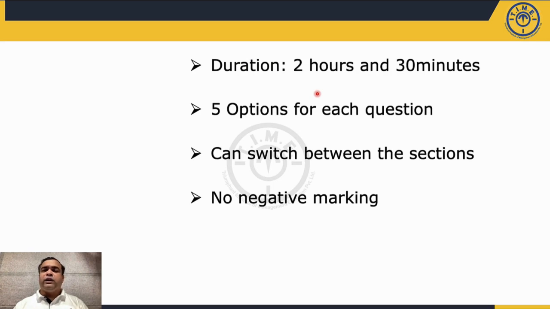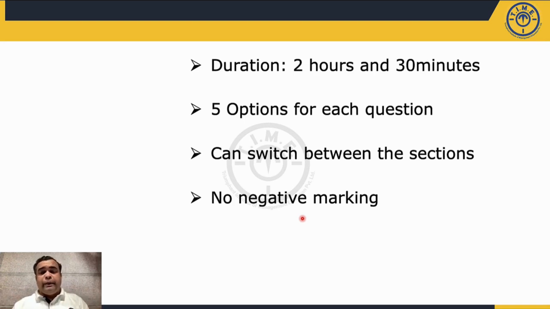2 hours 30 minutes, with 5 options for each question, and you can switch between any section. You can start with any section; in fact, the questions were numbered from 1 to 200, so you can attempt any question number at any point of time. And CET is famous for no negative marking. So that overall paper pattern everybody is aware of, because it is the same as the first slot and second slot.